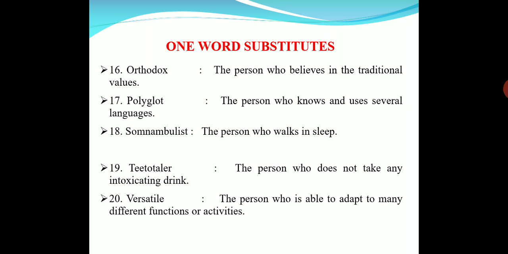We generally say about P.V. Narasimha Rao, no? He is a polyglot. He nearly knows 17 languages. So, one who knows and uses several languages is called as polyglot.